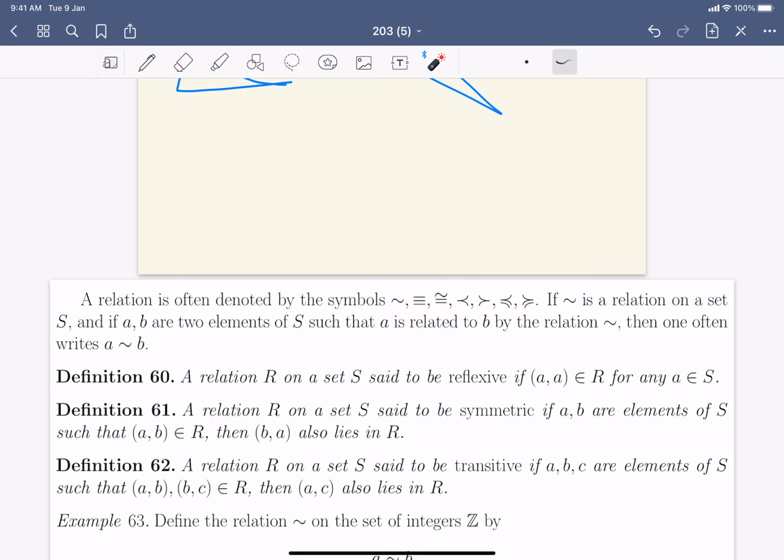Okay, great. And then it says that if tilde is a relation on a set S, and if A, B are two elements of S, so that A is related to B, it means that A comma B lies inside the relation R, and as I stated, R is denoted by tilde now. So A comma B belongs to tilde, then one often shortens this in this form, that A is related to B, I mean A tilde B. Okay.